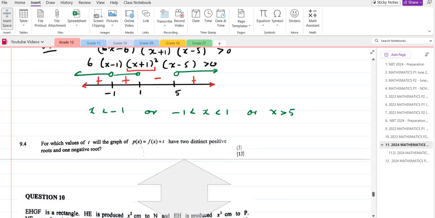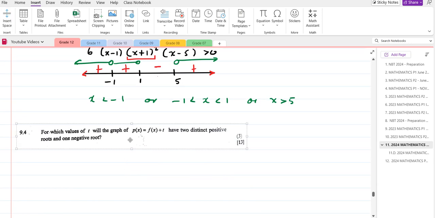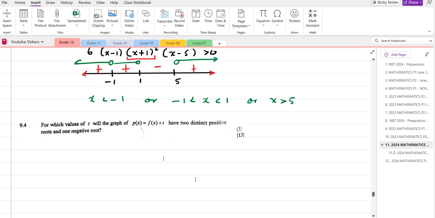For which values of t will the graph of p of x, which is f of x plus t, have 2 distinct positive roots and 1 negative root? For which values of t will the graph of p of x, which is f of x plus t, have that? F of x plus t, what is f of x plus t?